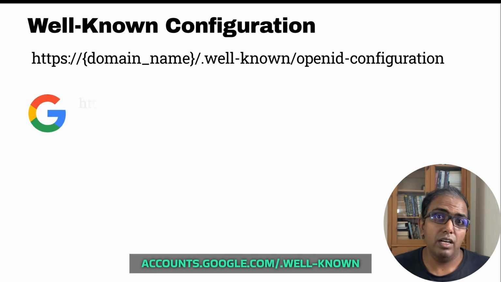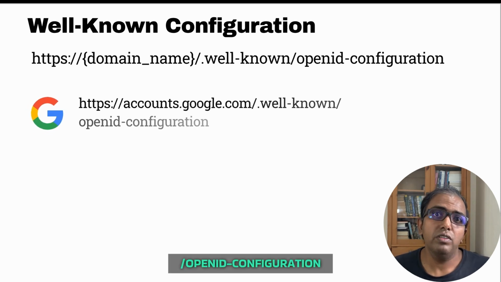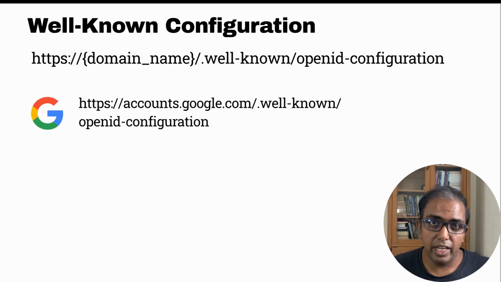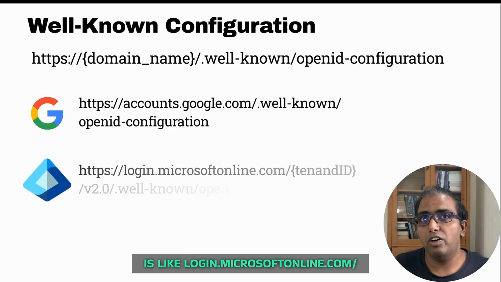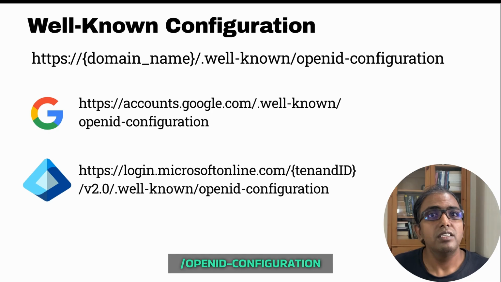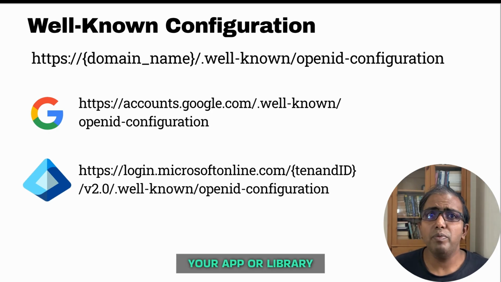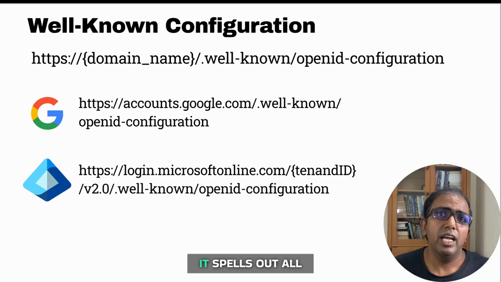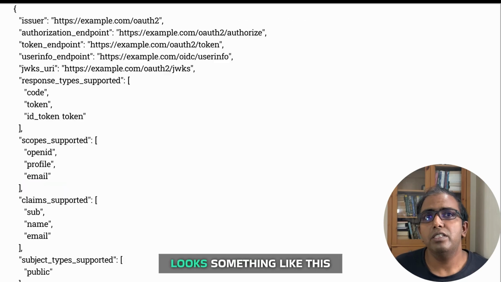Like for Google, it's accounts.google.com/.well-known/openid-configuration. For Azure AD, it is like login.microsoftonline.com/the tenant ID/v2.0/.well-known/openid-configuration. Your app or library fetches this document and it spells out all the important endpoints, which looks something like this.